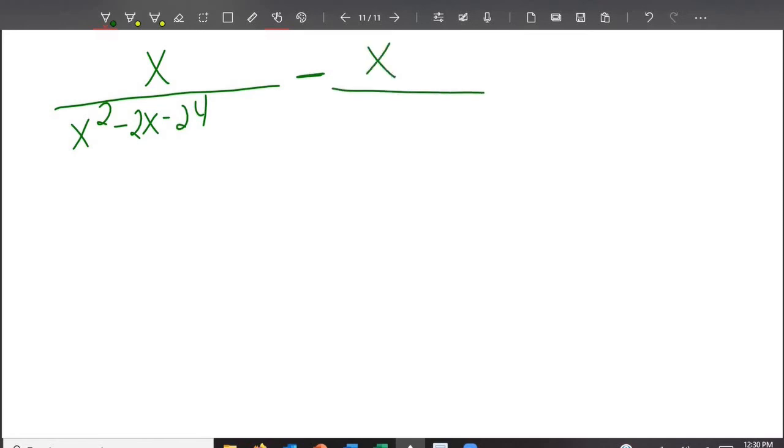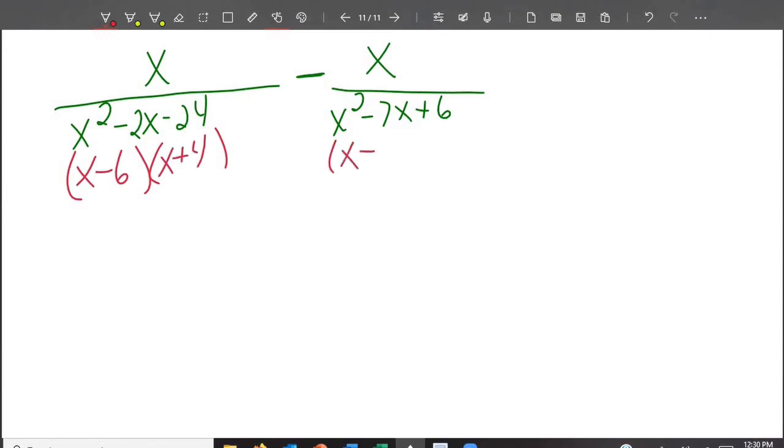We'll just do this one. Let's do x over x squared minus 2x minus 24, minus x over x squared minus 7x plus 6. Now, let's go factor this. This one is going to be x minus 6, x plus 4. This one's going to be x minus 6, x minus 1.